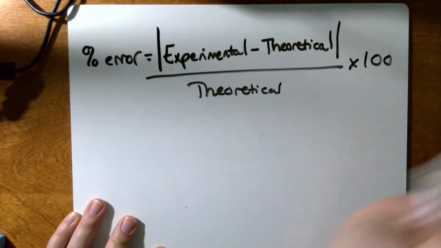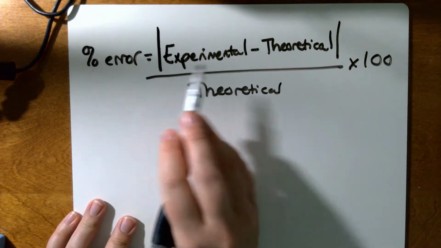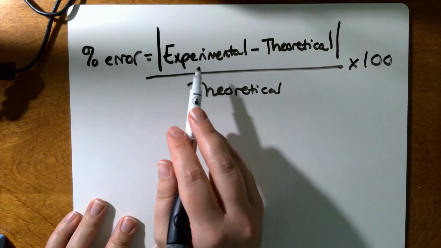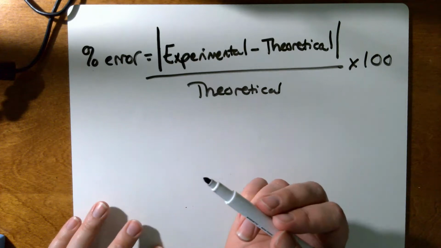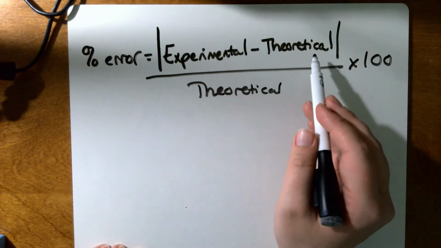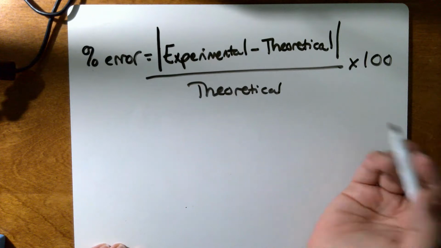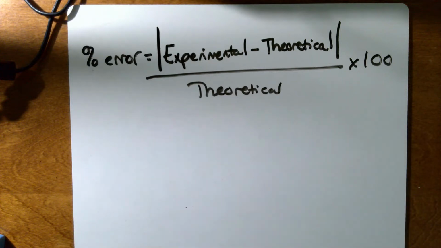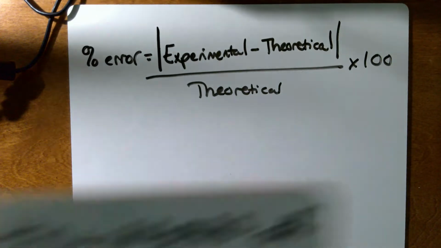times 100. Okay? Now, because we're doing the absolute value of this difference, it really doesn't matter which way we write it, whether we do experimental minus theoretical or theoretical minus experimental. If you subtracted it either way, you're going to get the same result since it's absolute value. So let's look at an example.